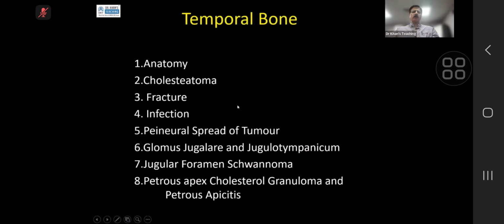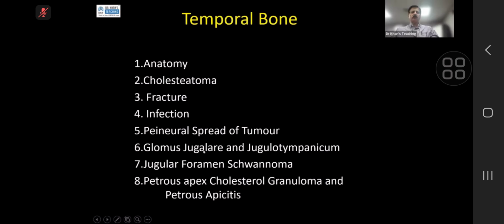So what we are going to cover today is anatomy. Most of the session is going to be anatomy. Then pathology-wise, we are going to see classical exam cases, and as I've told you, we will confine ourselves to RCR level. And then cholesteatoma, an extremely important subject. Fracture, infection, perineural spread of tumor. This will also consolidate your anatomy questions.